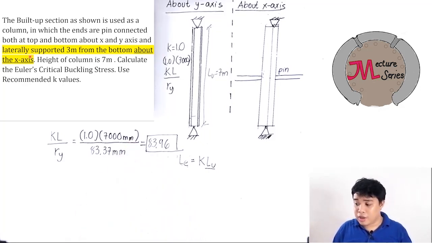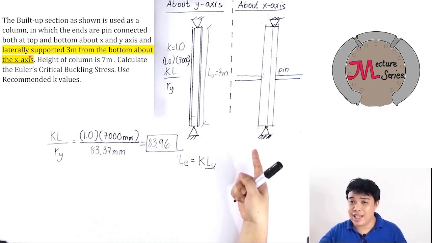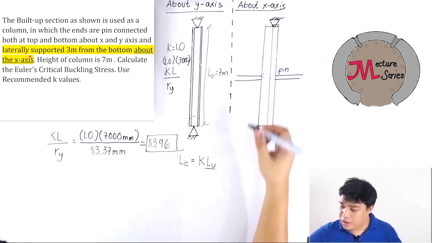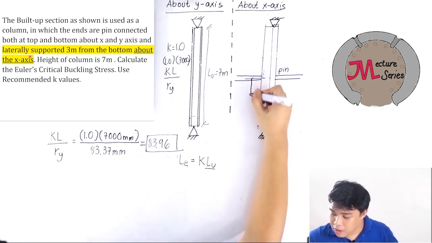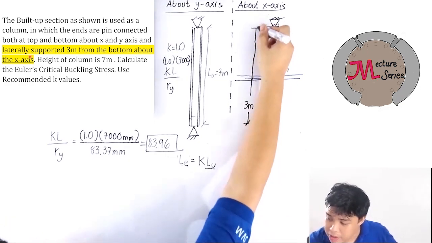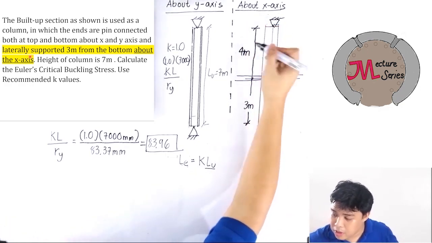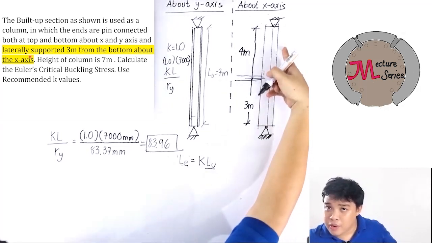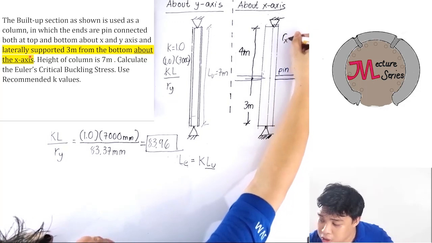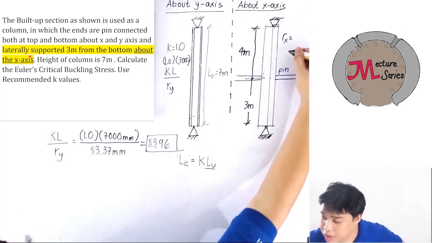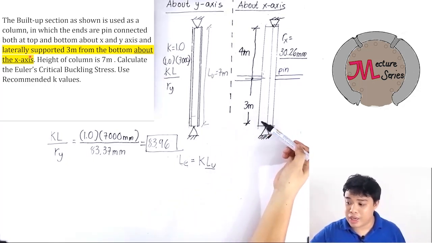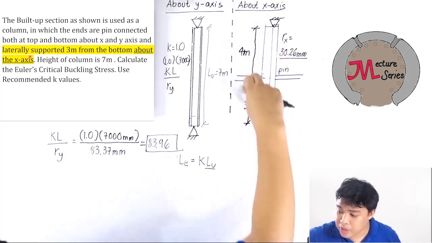Let us now move on to the other plane of analysis, which is the buckling about the x-axis. Let me give this point. So this is laterally supported 3 meters from the bottom. Therefore, this part is 4 meters. So definitely, if you are referring to this plane, you're going to use the radius of gyration about x, which is 30.26 millimeters. If you're going to consider this, you can see that there are two unsupported lengths, the 4 meter part and the 3 meter part.